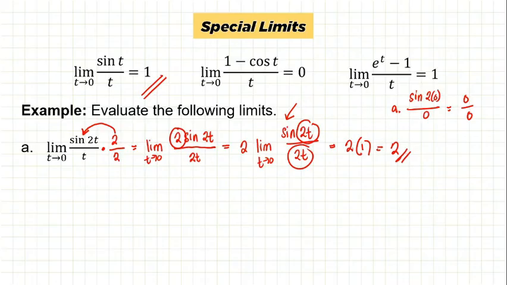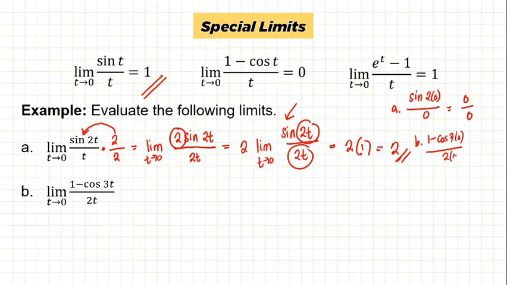Okay? Now for letter B, so there, limit of 1 minus cosine 3t over 2t as t approaches 0. So we need to check if this will lead to 0 over 0. So for letter B, we will have 1 minus cosine of 3 times 0 over 2 times 0. Now, 3 times 0 is 0, so cosine 0 is 1. So, 1 minus 1 is equal to 0 over 2 times 0 equal to 0. So, 0 over 0 siya. So, there's no problem. Let's proceed to the second step.